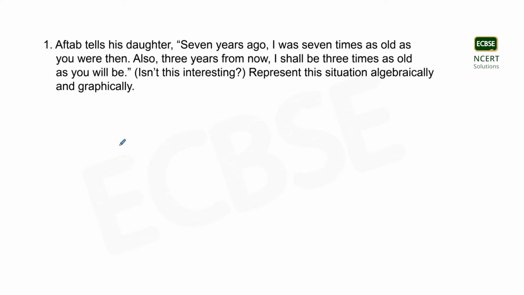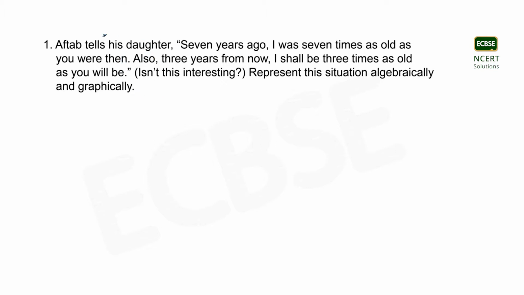Hello students, so here we are with question first of exercise 3.1 of the chapter Pair of Linear Equations in Two Variables. So the question first is: Aftab tells his daughter, "7 years ago I was 7 times as old as you were then. Also, 3 years from now I shall be 3 times as old as you will be." Isn't this interesting? Represent this situation algebraically and graphically.